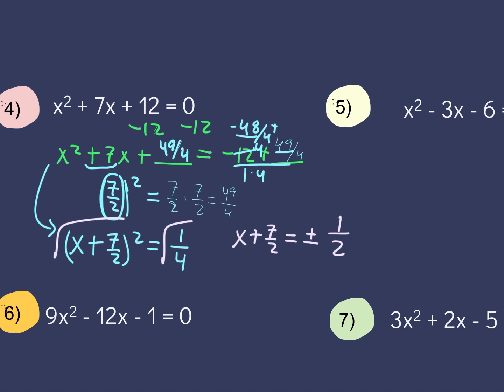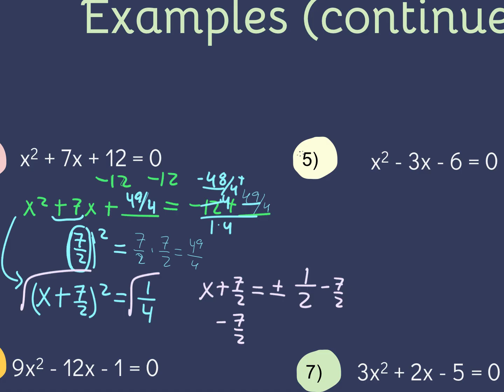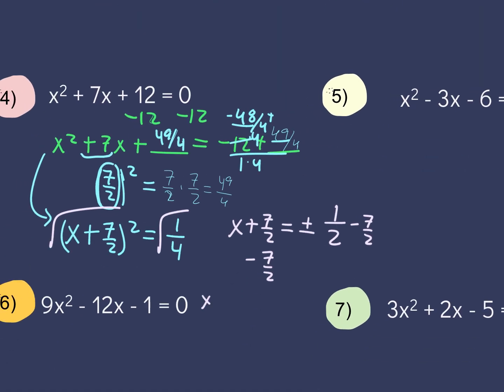All right, one more thing I have to do. Subtract 7 over 2 on both sides. So then I get x equals, I'm running out of room. Let me write it down here. X equals negative 7 over 2 plus or minus 1/2.